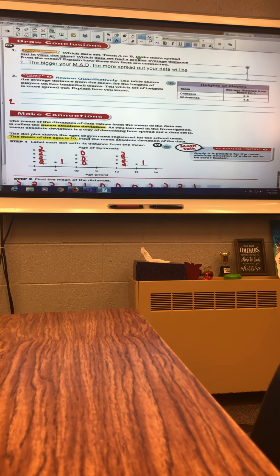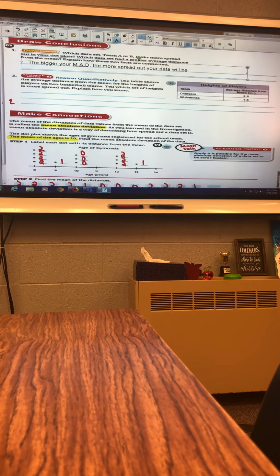Number 2, the table at the right shows the average distance from the mean for the heights of players on 2 basketball teams. Tell which set of heights is more spread out. Well, the bigger the mean absolute deviation, the more spread out your data. The Chargers have a bigger mean absolute deviation, so their heights are more spread out. Okay, we're gonna go down and look at making connections.